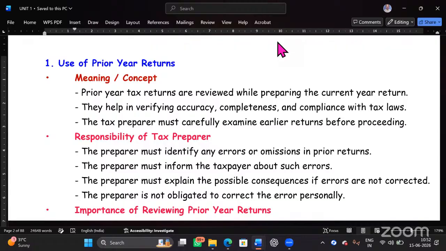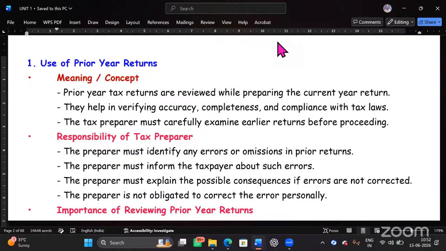So status has been changed compared to last year in this year. That is the reason first we have to take the last year data. Any updates are there, the changed information to be incorporated, then we have to fill the current year data. That is the reason it is very important. Regularly asking question in the examination.